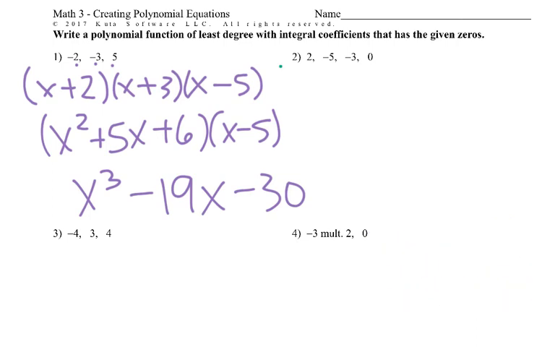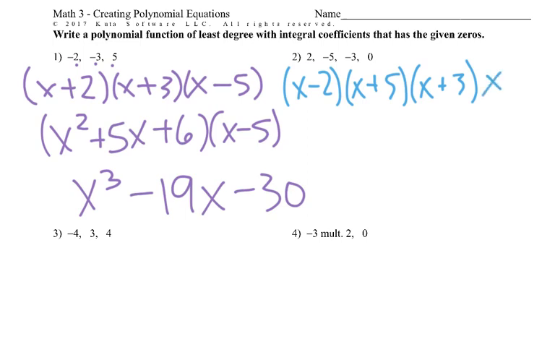Okay, for number 2, what am I doing here? So x minus 2 times x plus 5 times x plus 3. And then we do x minus 0, or just an x. When you have the 0, you just do the x, which we'll just multiply in at the end. So if I wanted to do just FOIL, I'd go x times x, get x squared, negative 2x, positive 5x, and then negative 10.